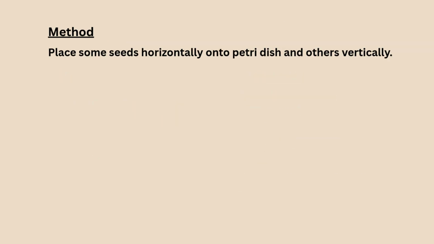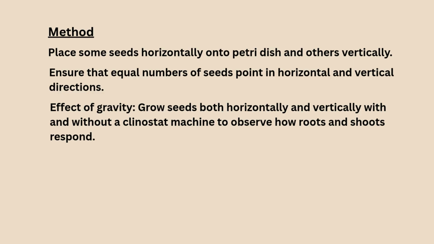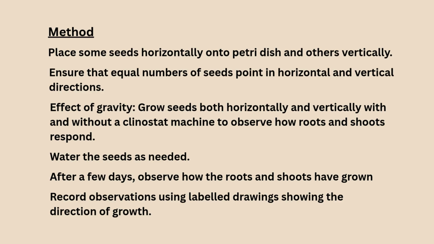In terms of a method, place some seeds horizontally onto a petri dish and others vertically. Ensure that there are equal numbers of seeds that point in the horizontal and vertical directions. Then we'll look at the effect of gravity by growing seeds both horizontally and vertically with and without a clinostat machine to observe how the roots and shoots respond. We will water the seeds as needed, and after a few days observe how the roots and shoots have grown, and record observations using labelled diagrams showing the direction of growth.